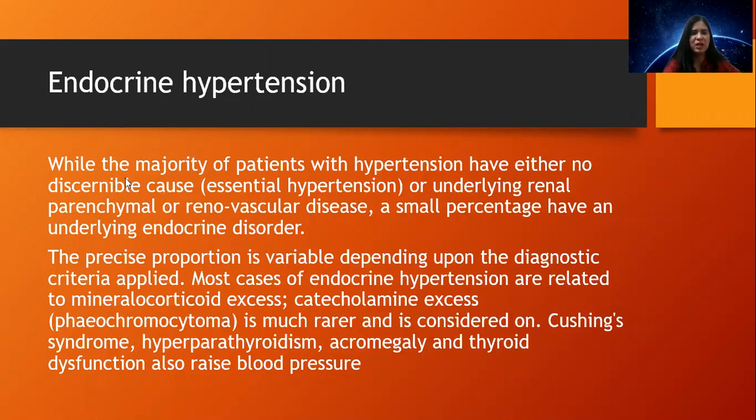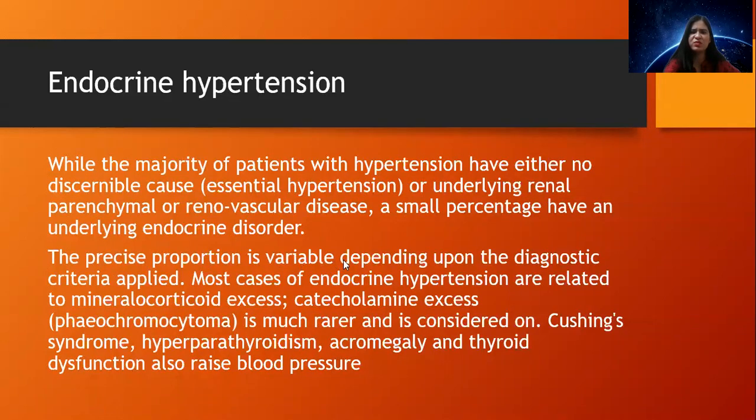So hypertension, as you all know, is of two types: essential hypertension and secondary hypertension. While the majority of patients with hypertension have either no discernible cause, that is known as essential hypertension, or underlying renal parenchymal or renovascular disease, a small percentage have an underlying endocrine cause. So, in which there is no cause, primary or essential hypertension, and other causes are classified under secondary hypertension. So, endocrine hypertension is a secondary cause of hypertension.